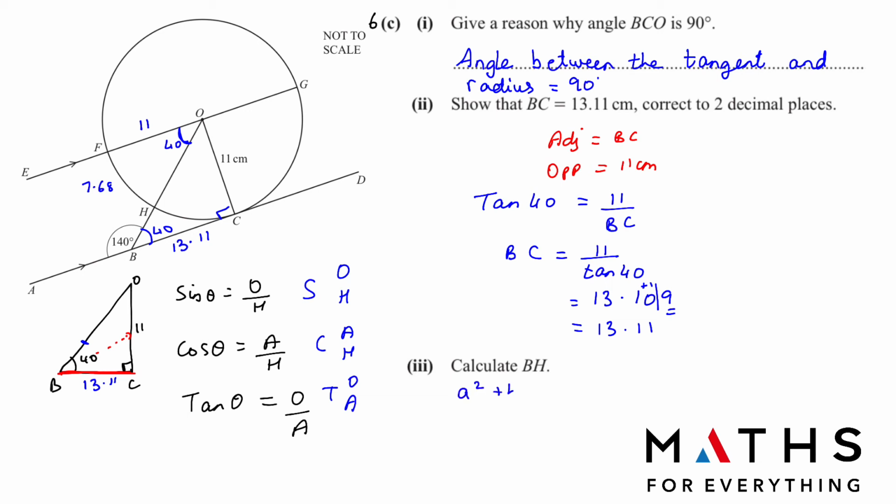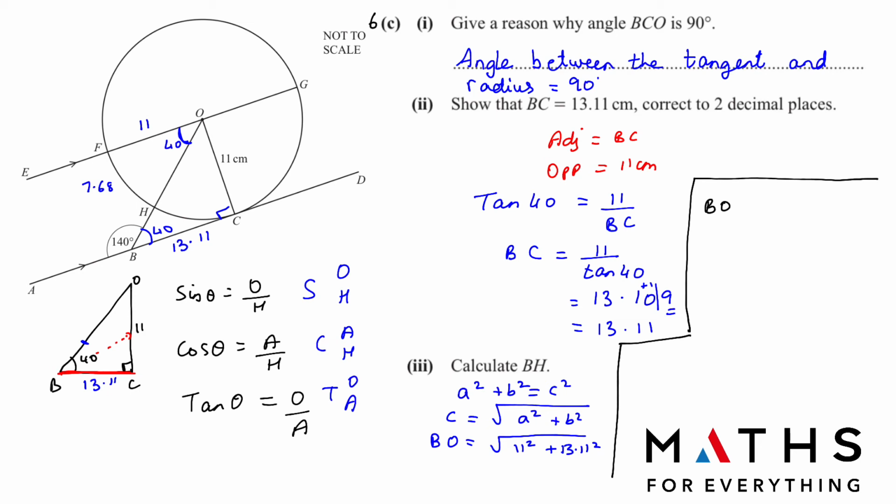So it is a squared plus b squared is equal to c squared, where c is our hypotenuse. So if you want to find c, you will write square root of a squared plus b squared. Our hypotenuse is BO, and the other two sides we have are 11 and 13.11 squared. This will give us BO is equal to 17.11. But we want BH. So to find BH, from 17.11, we minus the radius. OH we know is 11. So we minus 11. That will give us 6.11 centimeters.